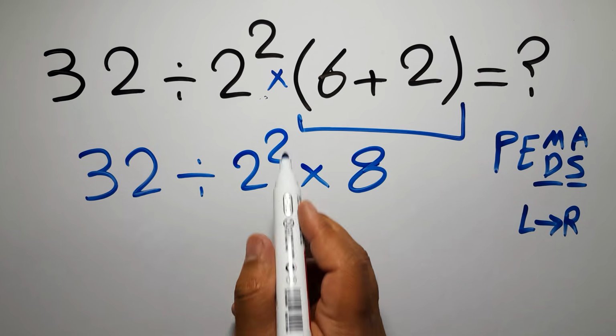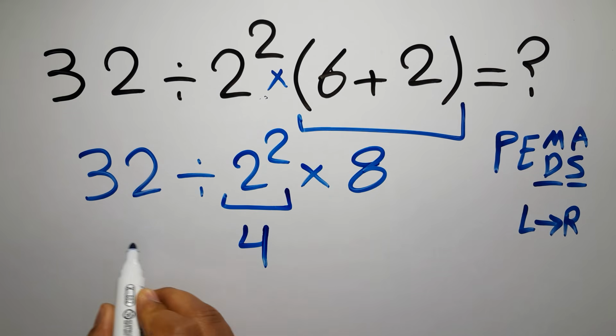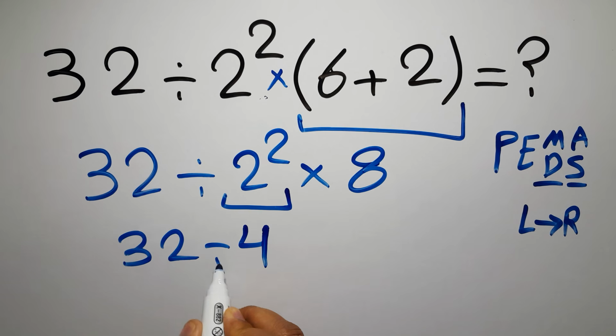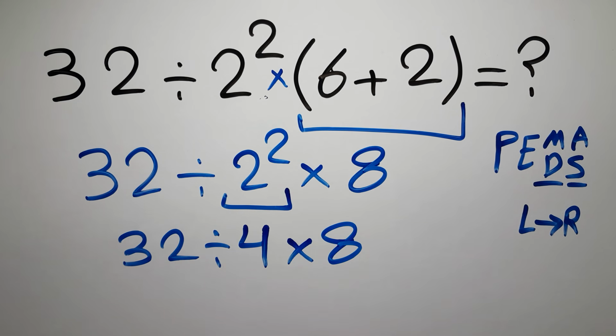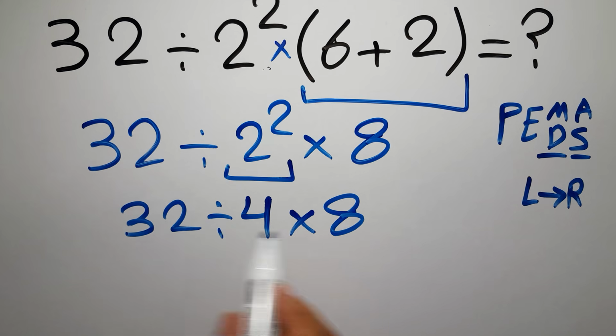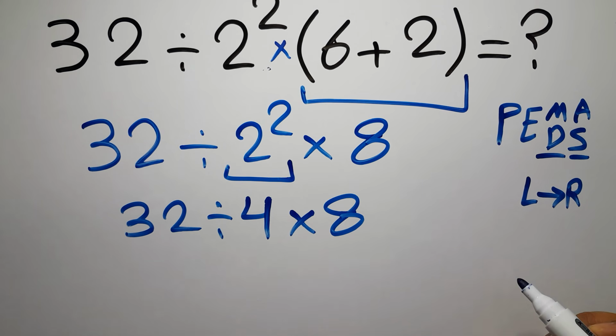Now we have to do this exponent. 2 squared gives us 4. So we have 32 divided by 4, then times 8. Now we have one division and one multiplication. As I said, we have to work from left to right.